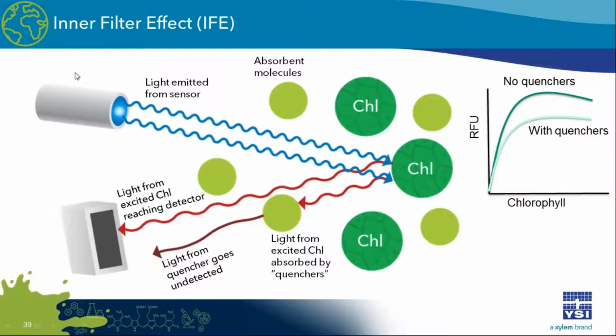The other interference is sometimes called the inner filter effect, or IFE. We have a similar scenario here where you have light being emitted from the sensor, hitting your fluorophore, in this case chlorophyll, which is then excited and releases light back to the sensor.